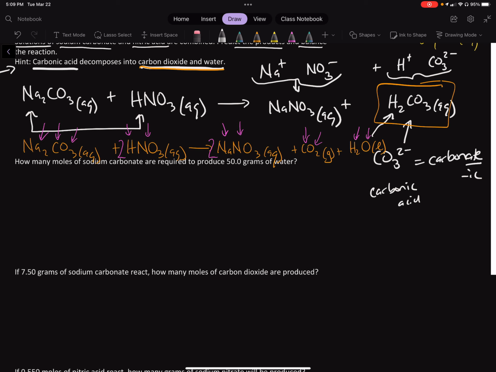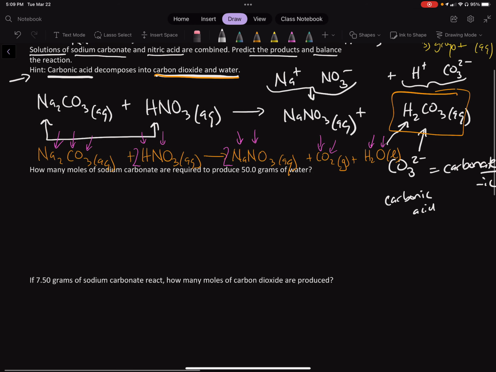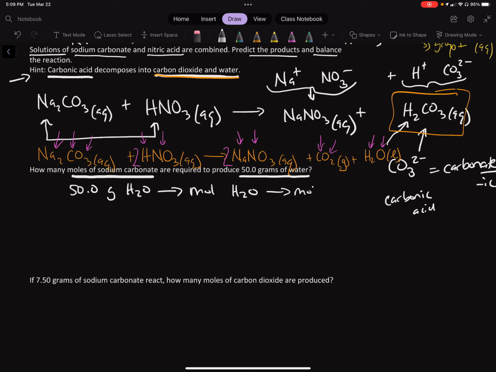So anyway, that's our equation. Got 1, 2, and then 2, 1, and 1. So let's do the next part. It says, how many moles of sodium carbonate are required to produce 50 grams of water? So our strategy is we're going to start off with the 50 grams of water, and we're going to convert that to moles of water. And then we're going to convert that to moles of the sodium carbonate, which is Na2CO3. And since they asked for moles, we will just stop there. We don't need to convert moles to grams because they didn't ask for grams, they asked for moles.